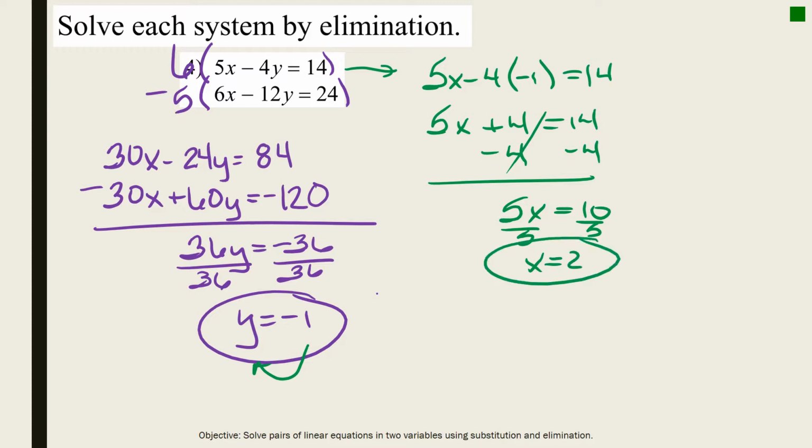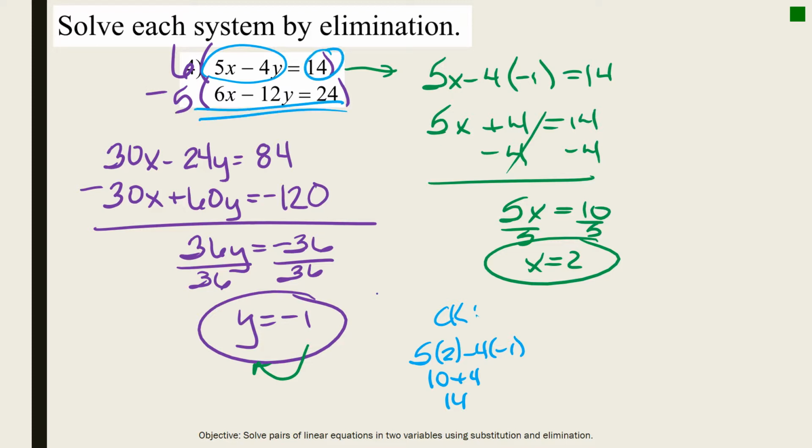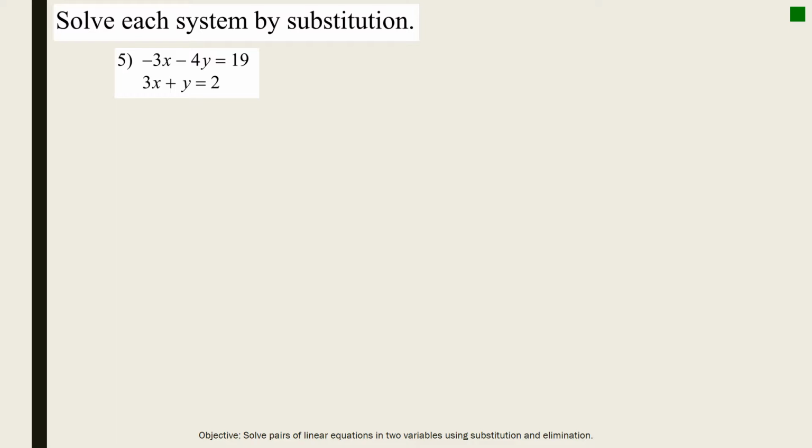In order to check that, remember, I'm going to take this first one, 5. I'm going to put 2 in for x, and I'm going to put negative 1 in for y. That's 10 plus 4. That gives me 14. That's what I wanted. Yay! Now I'm going to do the second one. I'm going to put 2 in for x and negative 1 in for y. 12 plus 12, 24. Yay! It checks.